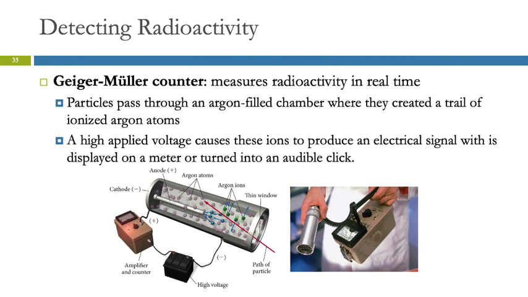You'll produce an electric signal, and this box has electronics in it that convert that into an audible click or show a meter. This one's an analog. There are also digital ones. Some of them you can turn the sound on or off because you may not want to be clicking all over the place. Right? Any questions?